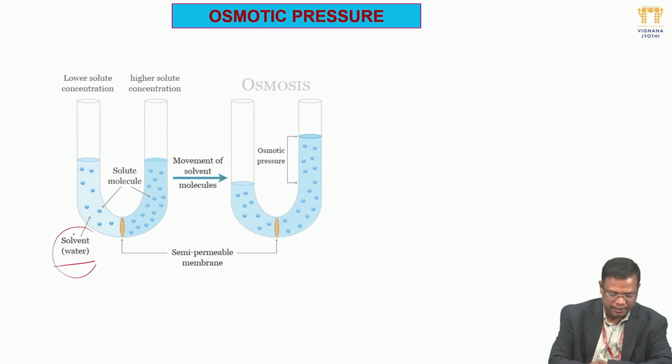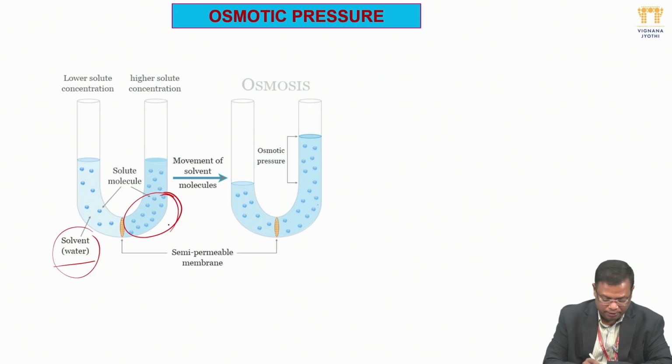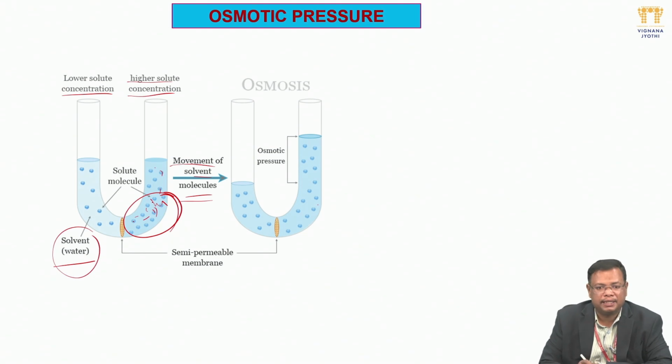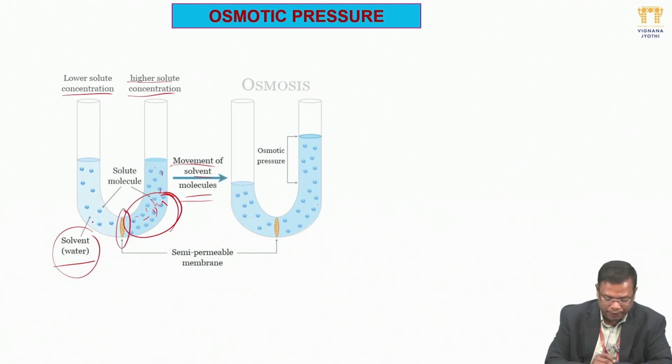This is the left side, and this is the right side. Solute particles are here: lower solute concentration on one side, higher solute concentration on the other. The movement of the solvent always follows the solute particles. So this is a semi-permeable membrane.